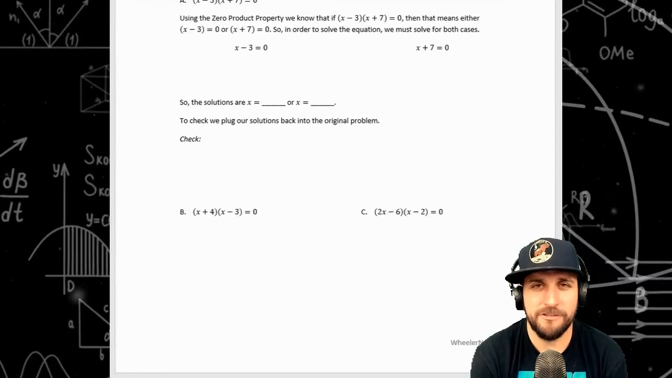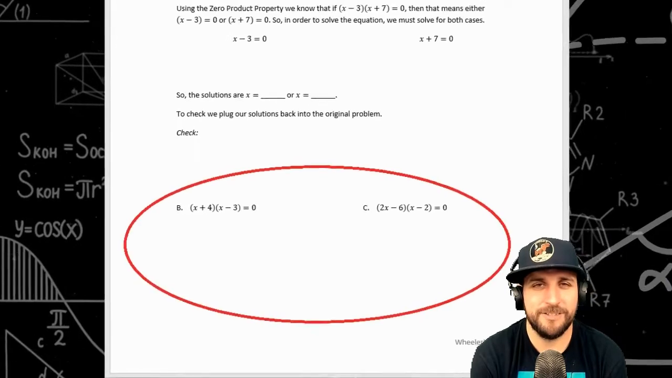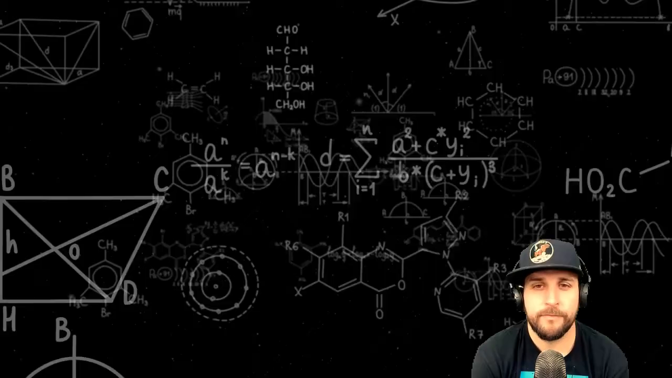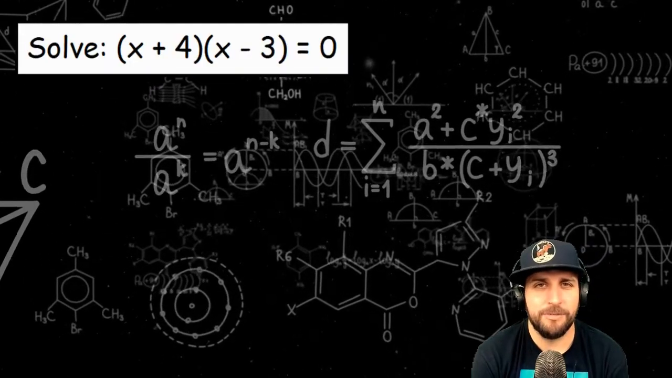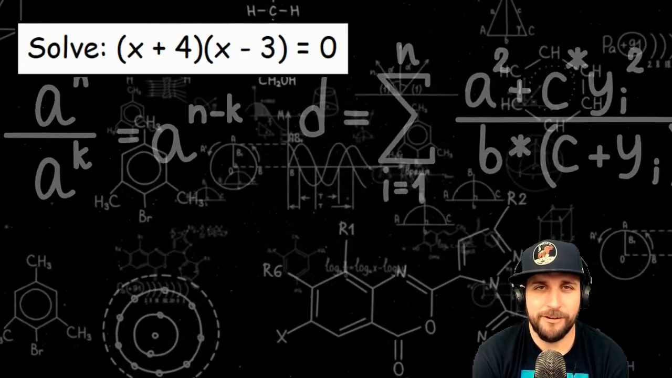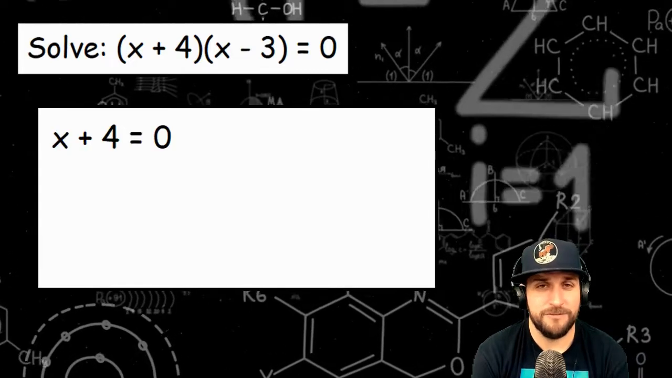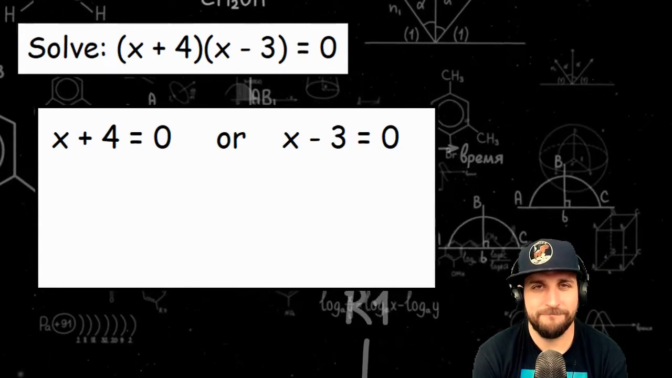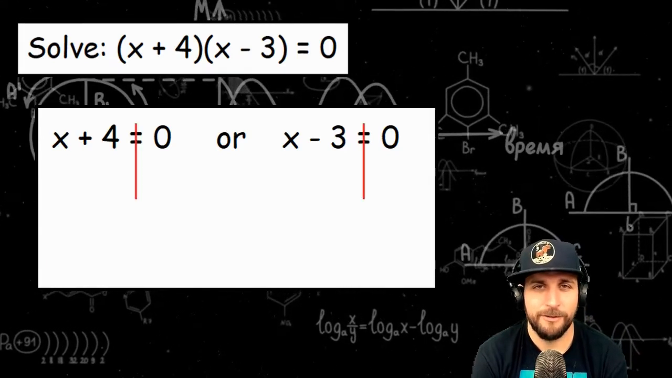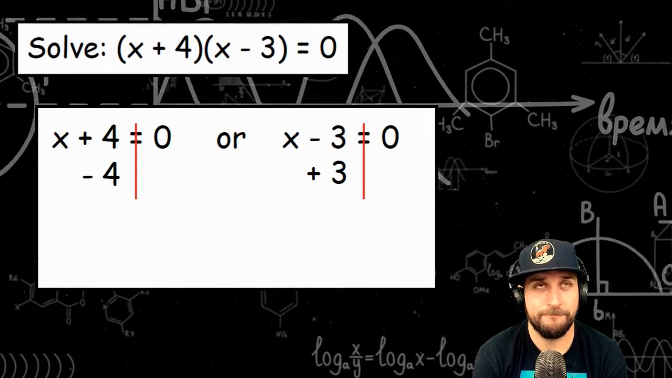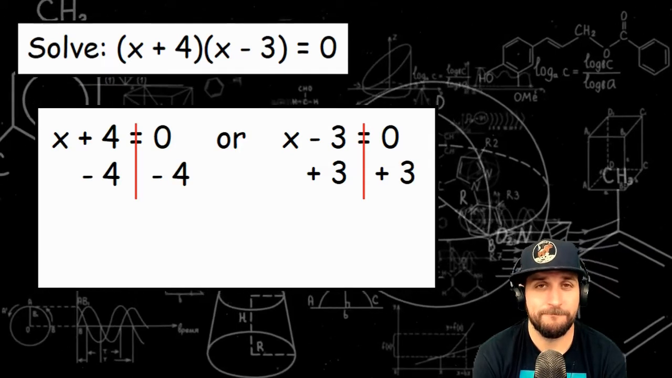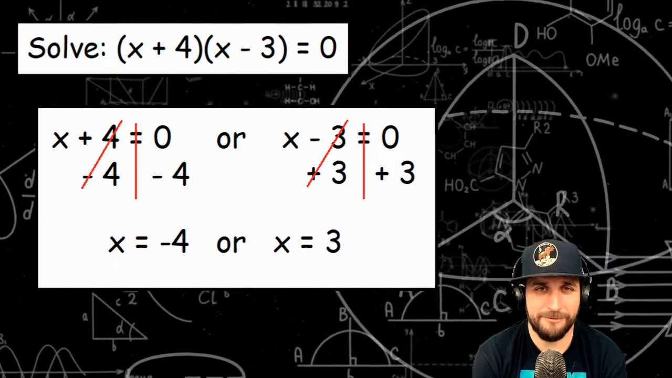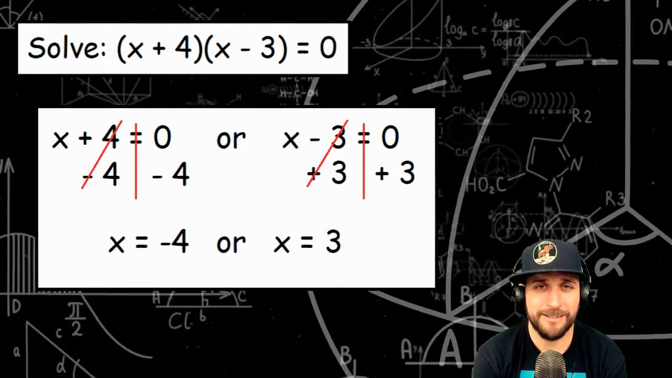On the bottom of our notes, we have 2 more problems that are similar. So why don't you take a moment and try and solve those. On B, x plus 4 times x minus 3 equals 0. So x plus 4 must equal 0, or x minus 3 must equal 0. Solve both those one-step equations. And I get my answers of x equals negative 4 or x equals positive 3.